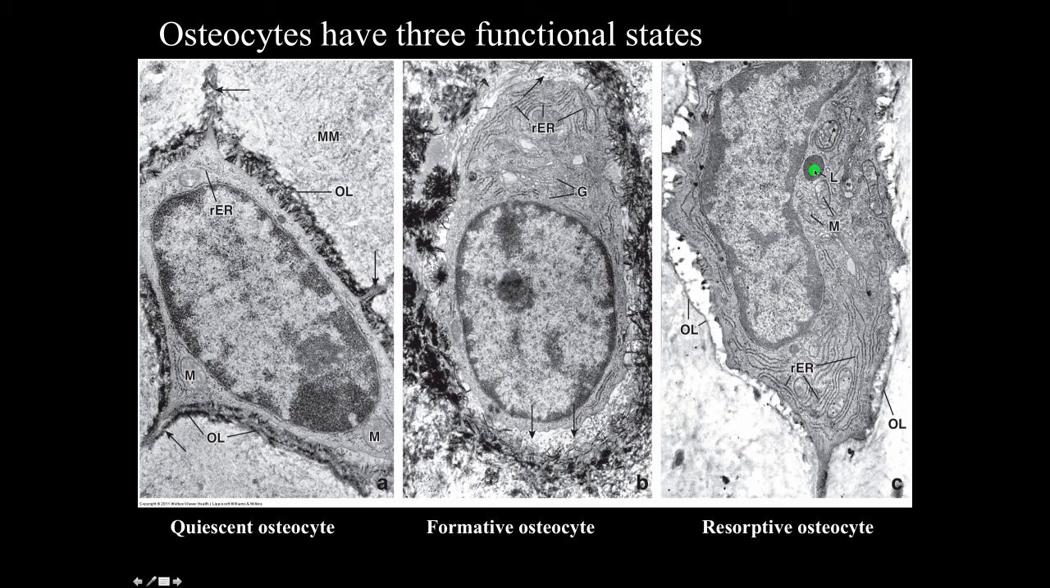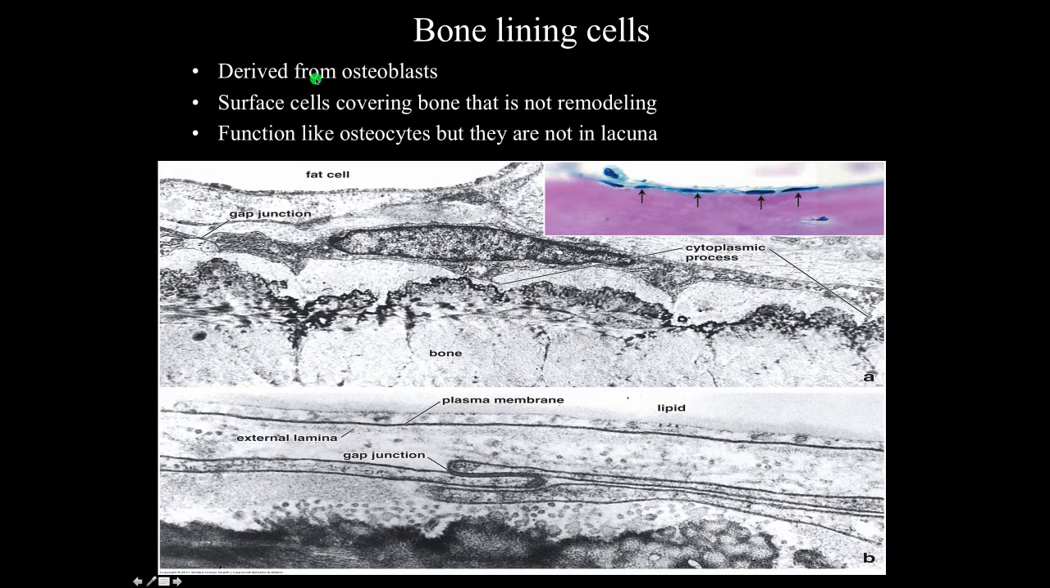What's very distinct on the resorptive osteocyte, look at the bone matrix density around both the quiescent and formative osteocytes. Look at the lack of density around the resorptive osteocytes, suggesting that this cell is actually maybe breaking down some of the bone matrix.